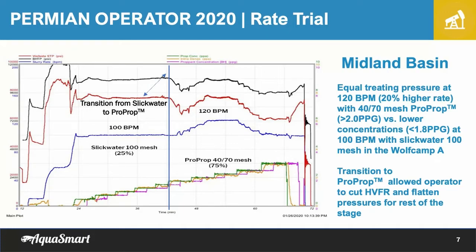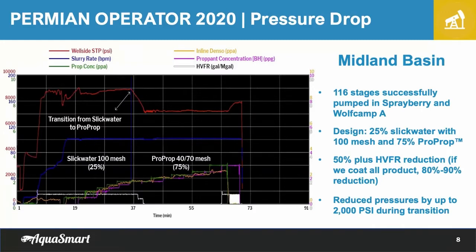During the same 8-well trial, we consistently saw the pressure dropping behaviors stage after stage. In fact, in one stage where we had been riding the 9,000-pound treating line, we saw a 2,000-pound pressure drop once ProProp was introduced into the fluid system. Throughout the 8-well trial, we consistently saw drops of 1,200 to 1,800 pounds depending on which formation we were in.